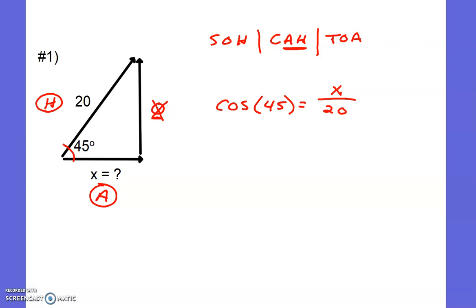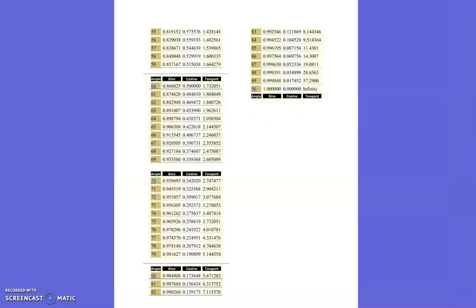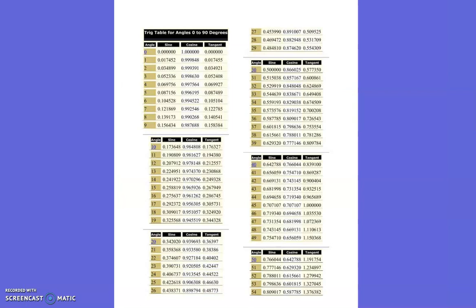Now remember that this cosine of 45 simply represents a number. Now if you have a calculator that does this, you can simply type in cosine of 45. Make sure though that you're in degree mode instead of radian. But the other thing we can do is we can simply look it up on a trig table. And the way that we would do this is we're going to look for 45 degrees, which is right here.